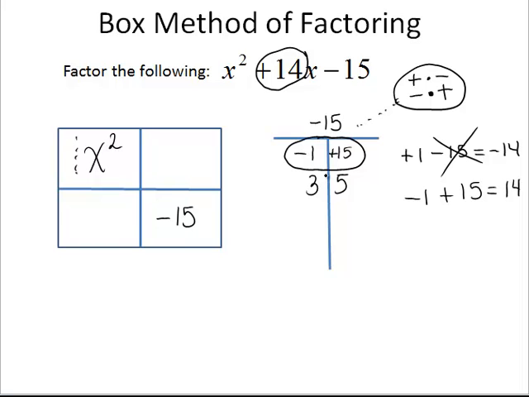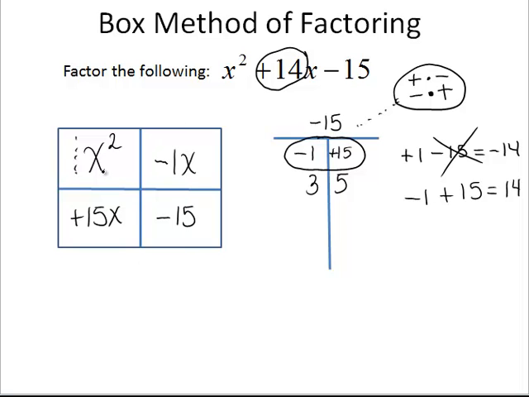Now remember that we'll take these two numbers and we'll fill them in our remaining boxes. It does not matter which one we place it in, as long as we add an x at the end of each number. So right here I'm going to write a minus 1x and a plus 15x. So now let's look at this for a minute. What we're going to do is factor out the greatest common factor for the rows and then the columns.